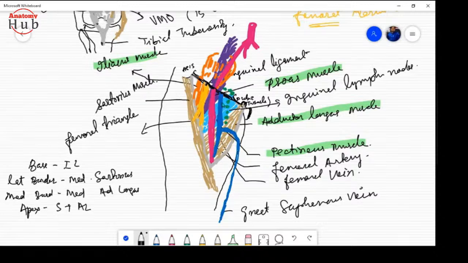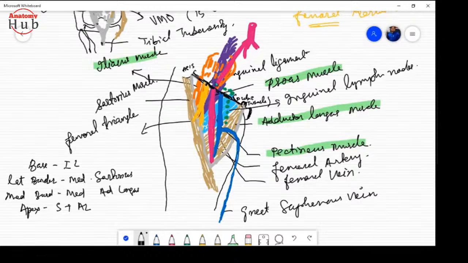But here you have to remember one thing: the femoral nerve is not enclosed, but the femoral artery, the femoral vein, and the inguinal lymph nodes are actually enclosed by a sheath. That sheath will be known as your femoral sheath. So what is this femoral sheath?